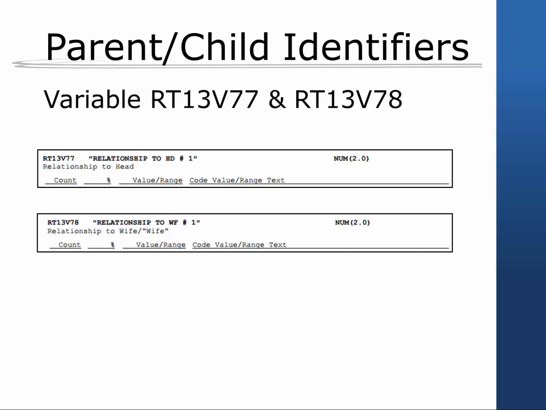These are variables RT13V77 and RT13V78. Please note for children in households with both a head and wife, relationship to both head and wife is collected, whereas for parent units, only relationship to either head or wife is available.